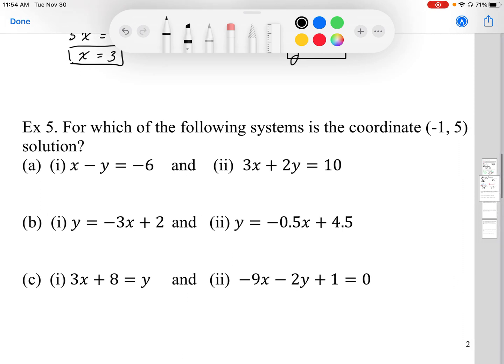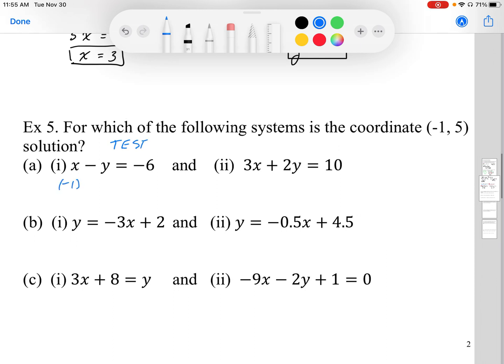For example 5, it says, which of the following systems has the coordinate negative 1, 5 as a solution? Well, if it is a solution to this system, it must be on both lines, the coincident point on both lines, so it must fit both of these equations. What I'm going to do is test the point. I'm going to plug in negative 1 for x and 5 for y, and check that it equals negative 6. In this case, that works.